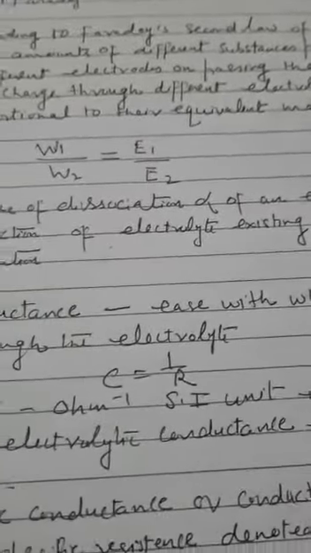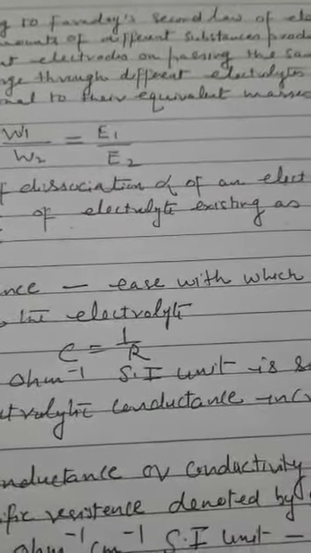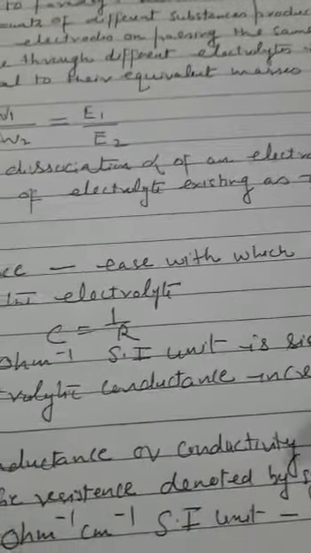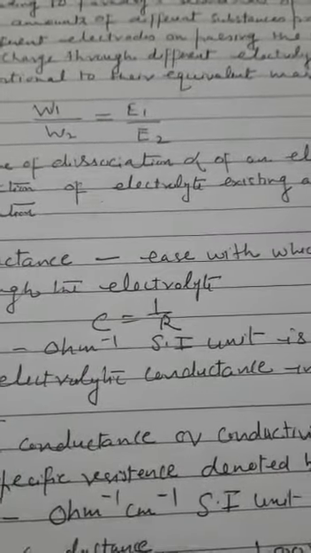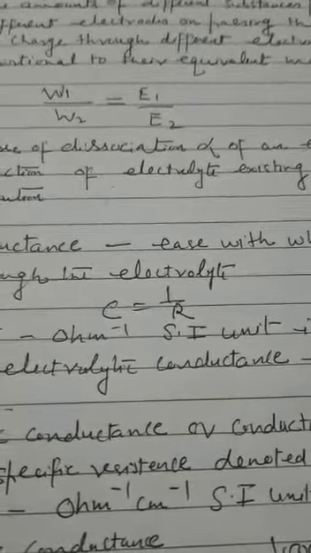Specific conductance or conductivity, it is very much important. Kappa, it is the inverse of specific resistance, which is denoted by rho.